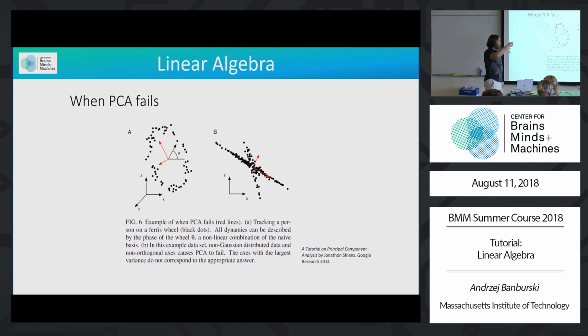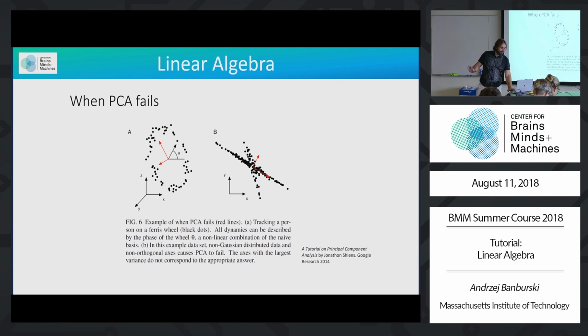Say that we have a Ferris wheel, and we're tracking a person on it. And we have these data points. You know that the dynamics of this can be described just by this phase, because you're just rotating on a Ferris wheel. But it's a nonlinear combination of the basis vectors. And this nonlinearity is what screws everything up, because you have these non-orthogonal axes, and PCA basically fails. So you have to be really careful about this kind of thing.